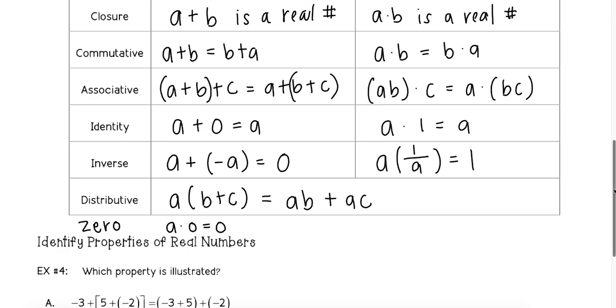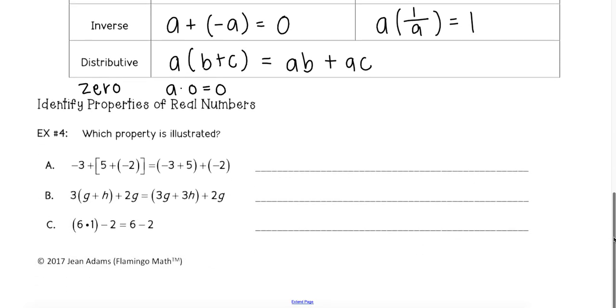Perfect. Okay, so we're going to go ahead and look at these and say what properties are illustrated. The first thing I'm going to check here is, did the order change? Well, looking at this, it goes -3, 5, -2, -3, 5, -2. So it's not commutative because commutative switches spots. What did change is the way that they're grouped together. So my group of friends, my associates. So this is the associative property of, and this is using addition, so it's associative property of addition.